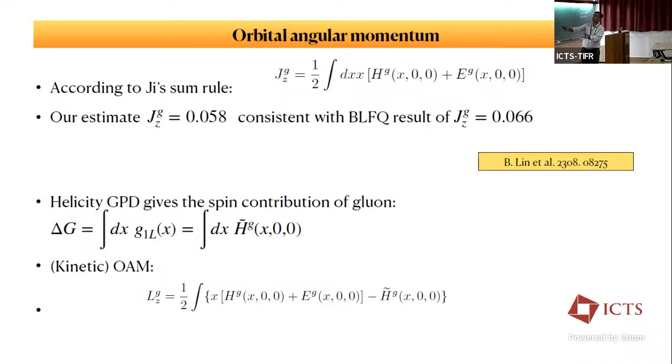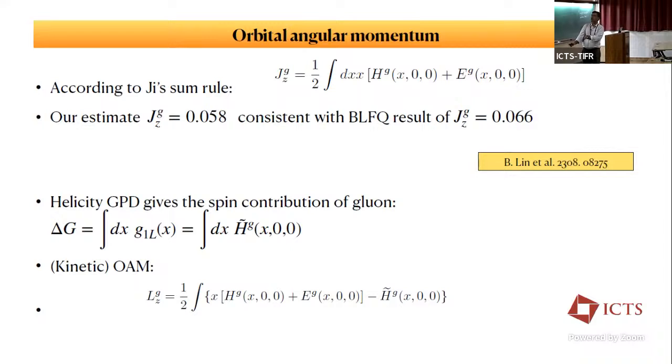Now these GPDs, from here you can actually extract the angular momentum that we saw today in the morning, by this Ji sum rule. And what we actually get from our model is 0.058, that is the gluon contribution. And this BLFQ, basis light front quantization, calculation of the same quantity is this. So they are very consistent with each other.